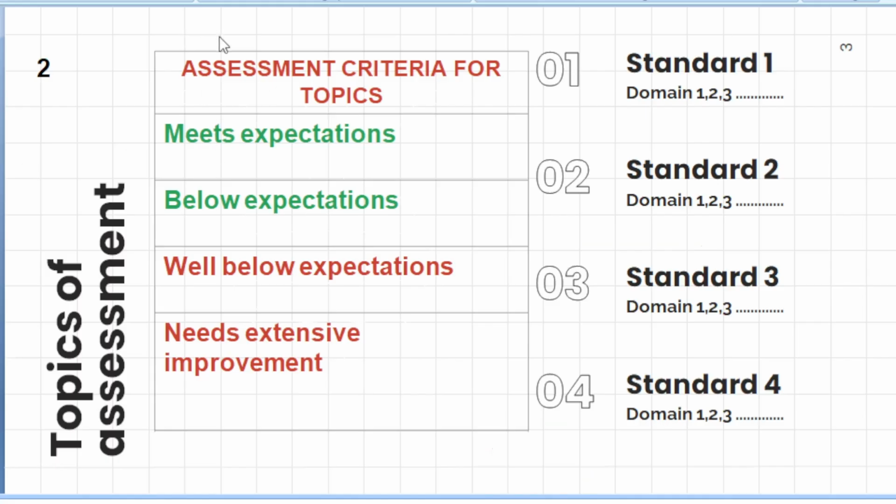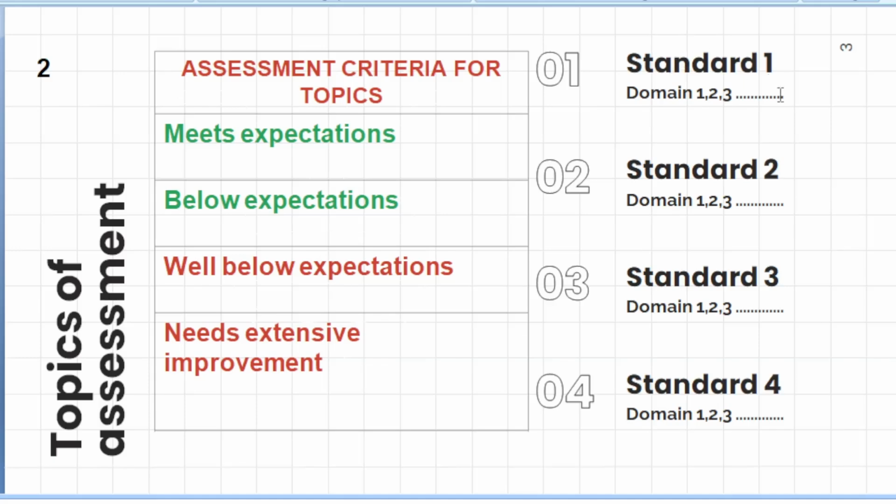Number two, as you can see in the box, assessment criteria for topics. These are the four levels, or you can say the assessment criteria: meets expectations, below expectations, well below expectations, need extensive improvement. As you know, you cannot see your test score and the result, but you see the overall result, passed or did not pass. But how these topics are being measured or assessed, let me discuss it.